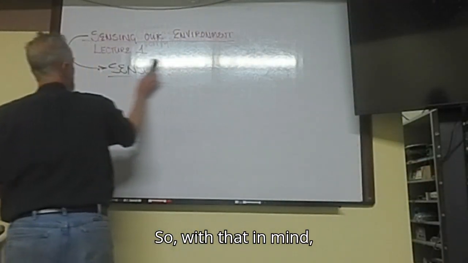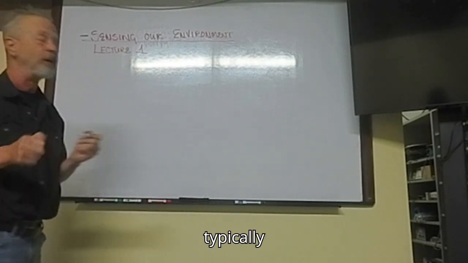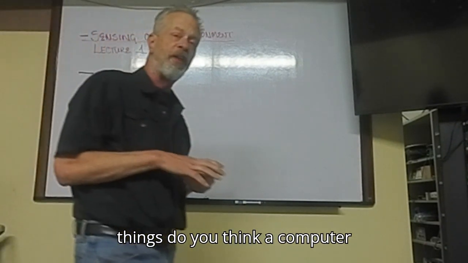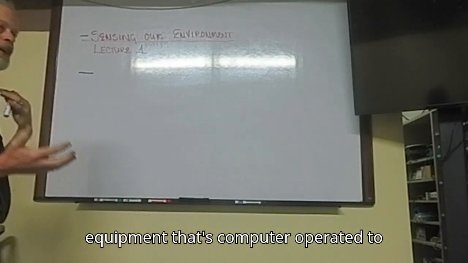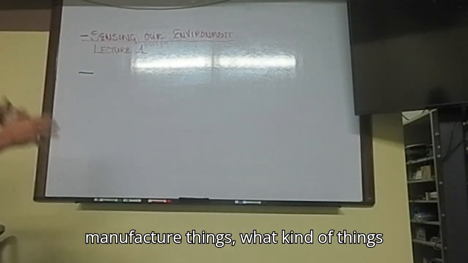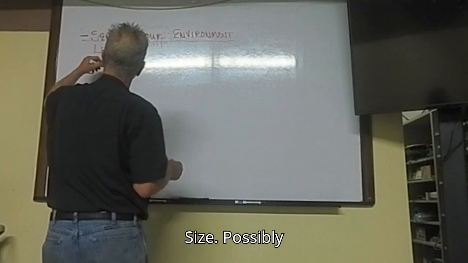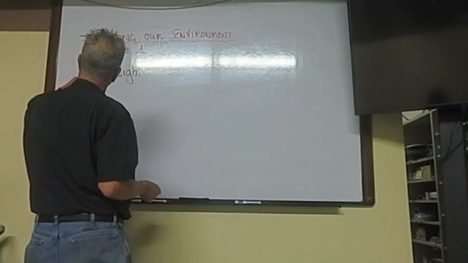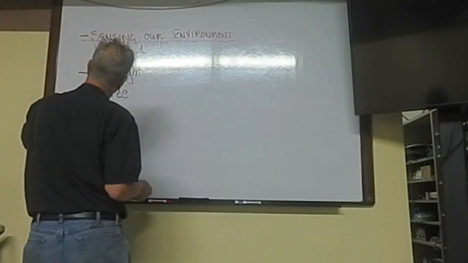So, with that in mind, what are some things that we can typically envision measuring? What types of things do you think a computer or a production equipment or a piece of equipment that's computer operated to manufacture things, what kind of things do you think they might need to be able to measure? Weight. Weight? Size. Possibly temperature. Distance and color.